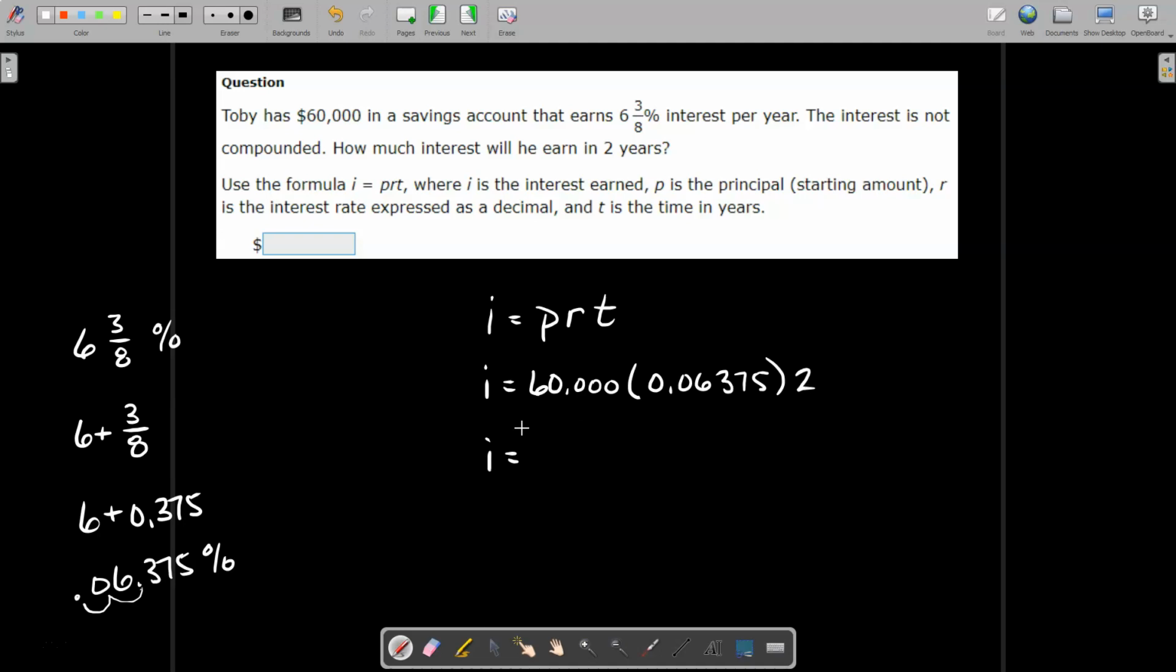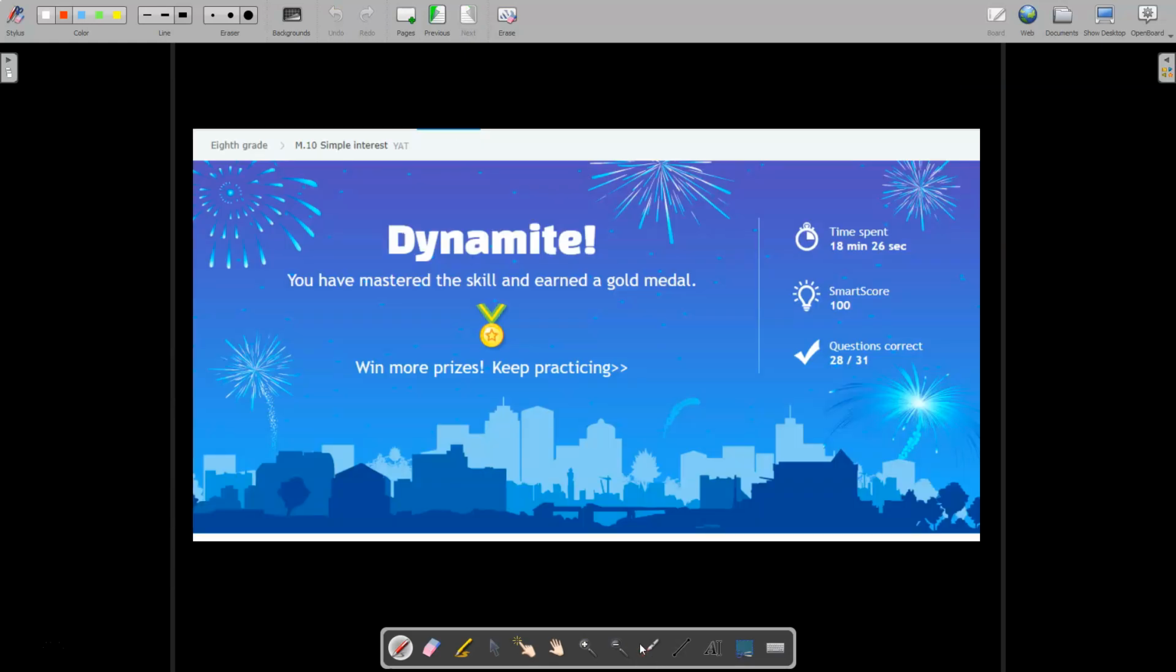So let's multiply all of this together. And doing so would result in an amount of 7,650. So in the end, we realized that Toby, in 2 years, on a $60,000 investment in a savings account with 6 3/8% interest per year, would give him a total of $7,650. Now, whenever I did this activity, I completed it in 18 minutes and 26 seconds.